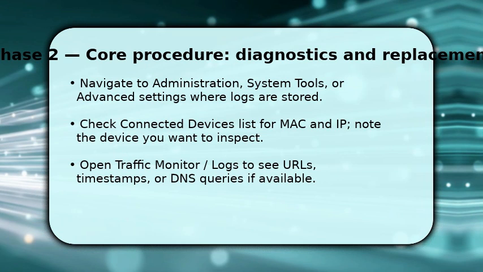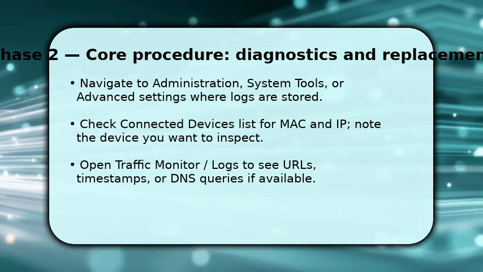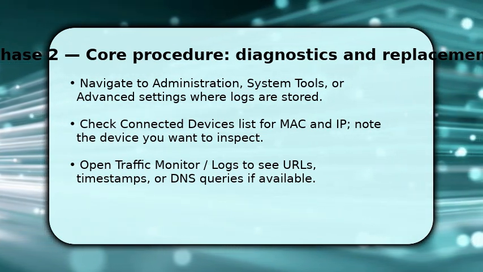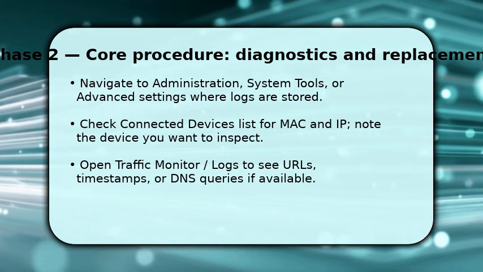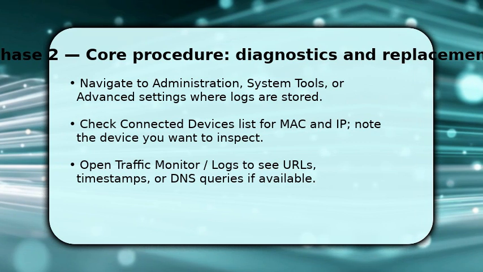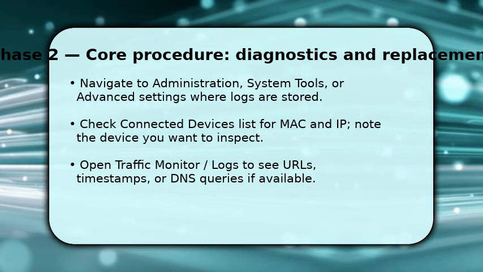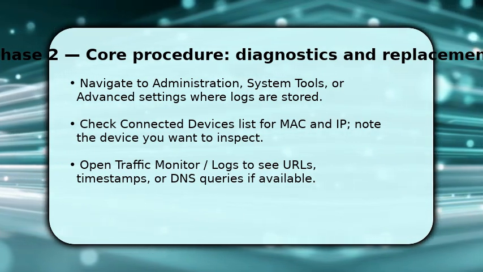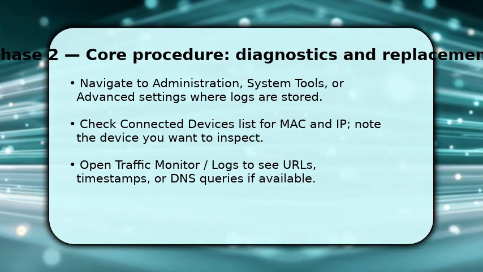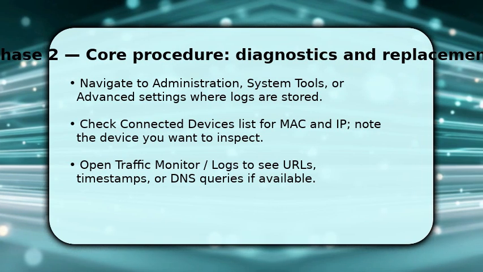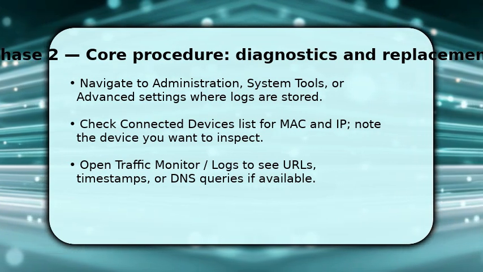Next, open the Connected Devices or DHCP client list to map device names to IP and MAC addresses. This helps identify who did what. After mapping, open Traffic Monitor, Access Logs, or DNS logs. These sections show visited domains, timestamps, and sometimes full URLs. Take screenshots or export logs if the router offers an export feature for later review.